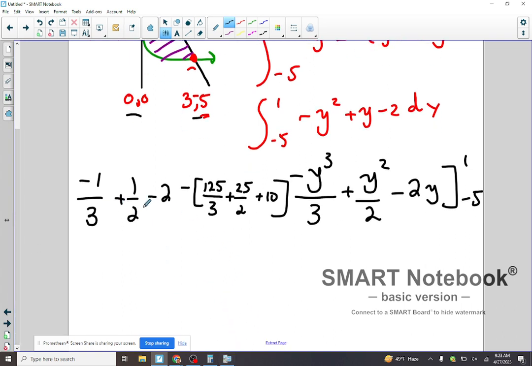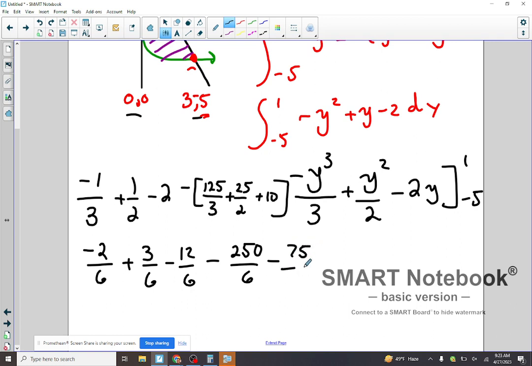So for this one, I'm going to change them all to base 6. So negative 2 base 6 plus 3 base 6 minus 12 base 6 minus, I'm going to distribute the negative, 250 base 6 minus 75 base 6 plus 60. Oh no, distribute the negative, minus 60 base 6.